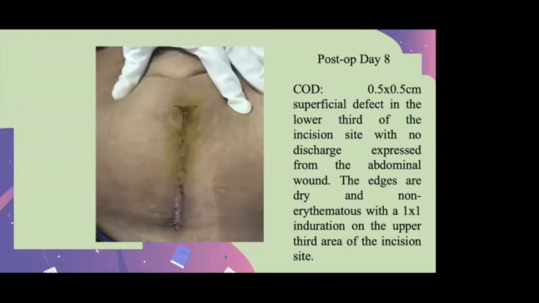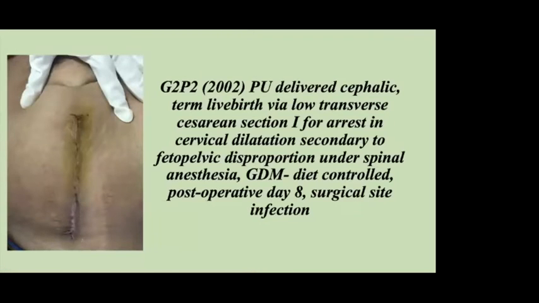At this time, our diagnosis is Gravida 2, Para 2, 2002, pregnancy uterine, delivered cephalic term live birth via low transverse cesarean section for arrest in cervical dilatation, secondary to fetopelvic disproportion under spinal anesthesia, gestational diabetes mellitus diet controlled, post-operative day 8, surgical site infection.